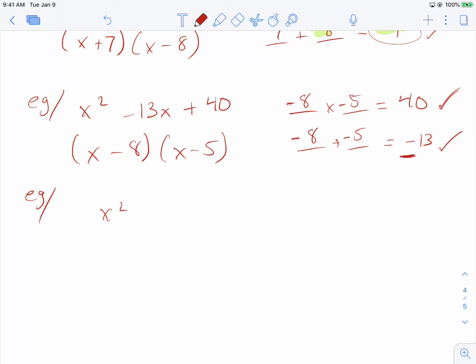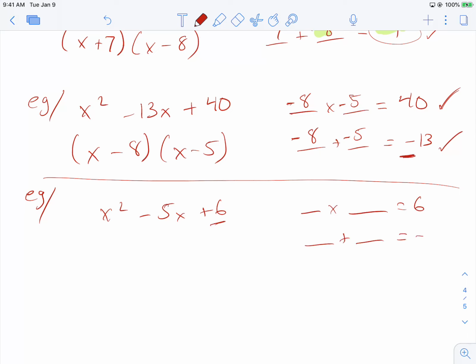Okay, last one, we'll use x squared minus 5x plus 6. So which two numbers will multiply together to give us 6? Which two numbers are going to add together to give us negative 5? Okay, let's take a look at that. Well, 1 and 6, that looks like it works, which is good. 1 times 6, perfect. But we need to figure out it's negative 5.